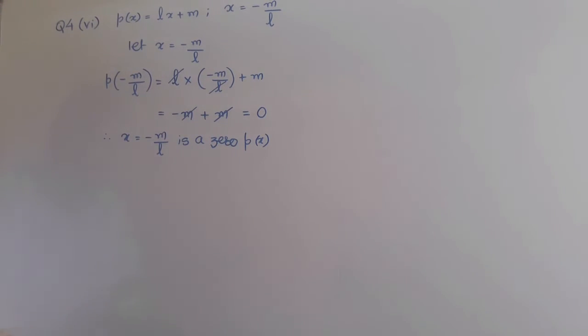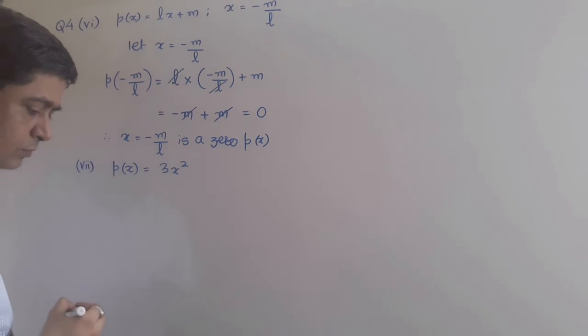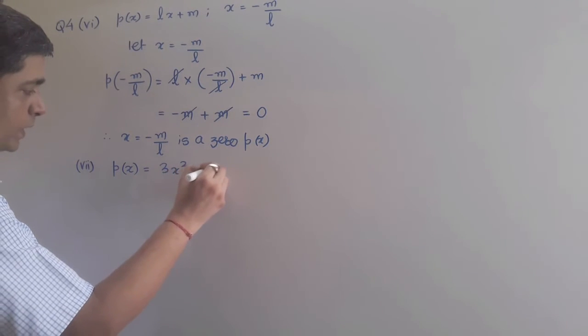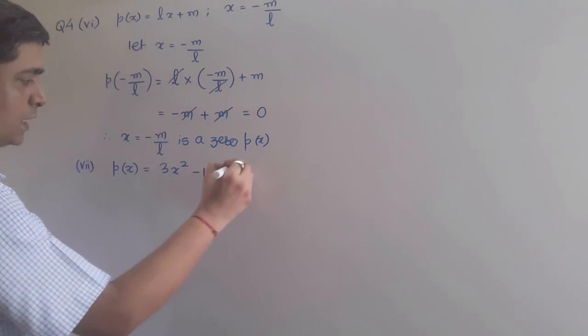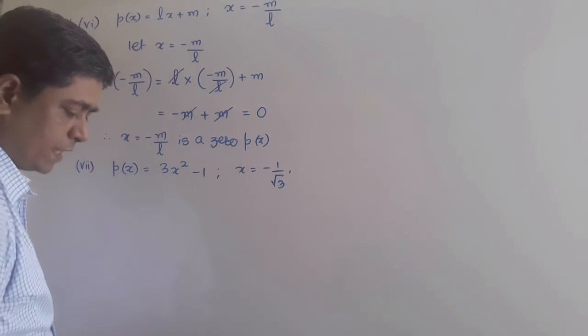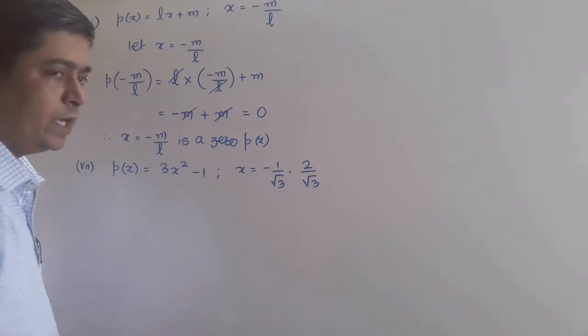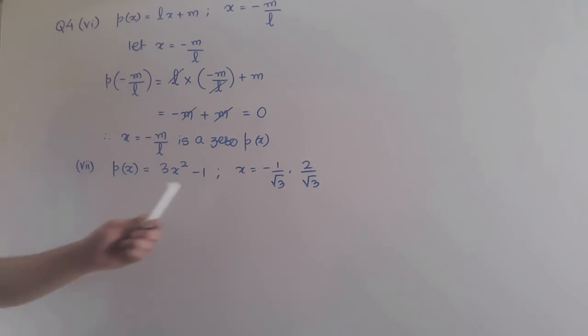Okay, so do we need some more parts? Let us take one more part. I am taking part number 7. In part number 7, we have given that p of x is equal to 3x square minus 1, and two values are given here, x equal to minus 1 upon under root of 3 and the second value 2 upon under root of 3. Means for these two values I have to check whether these are zeros or not for the given polynomial.